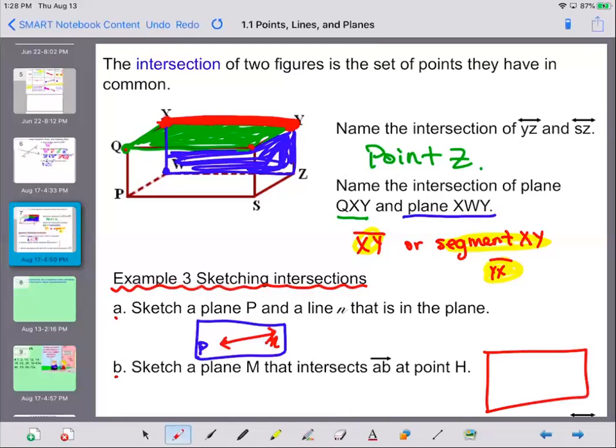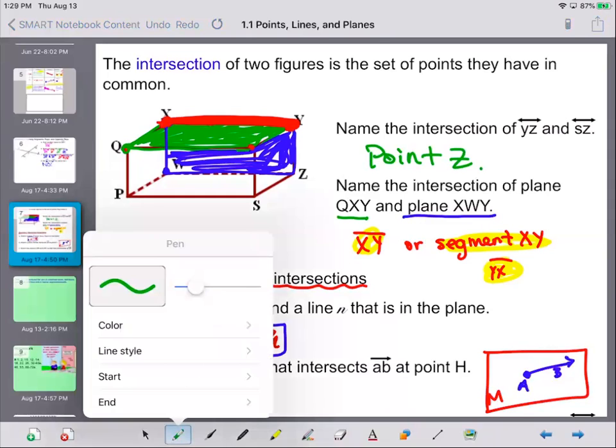All right, part B, we're going to sketch a plane M. So M. And plane M intersects ray AB. So I need a ray starting with an A, ending with a B at point H. Okay, so I've got a ray. Here's point A. It's going to point B. And this ray is intersecting the plane at point H. So I'm going to put this little point here at A, and I'm also going to call that H.